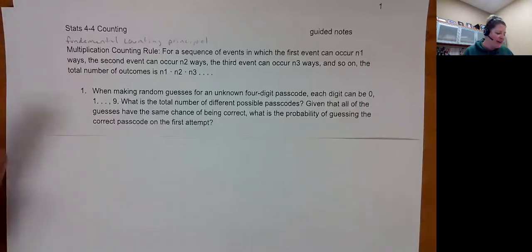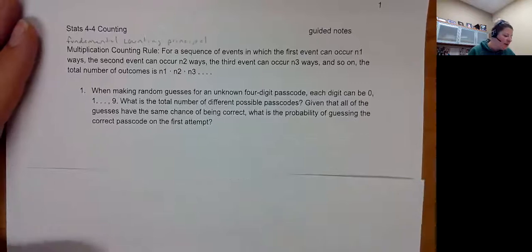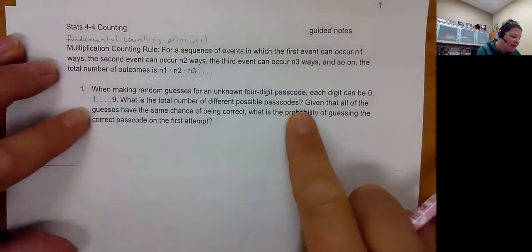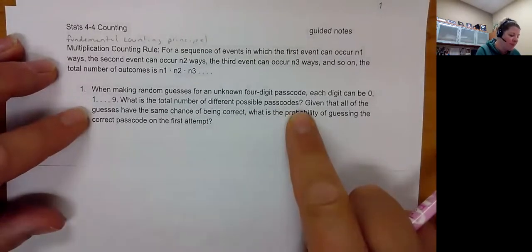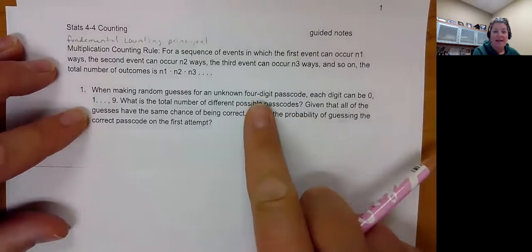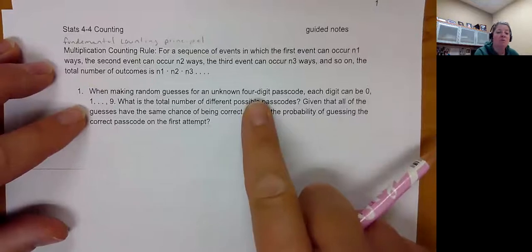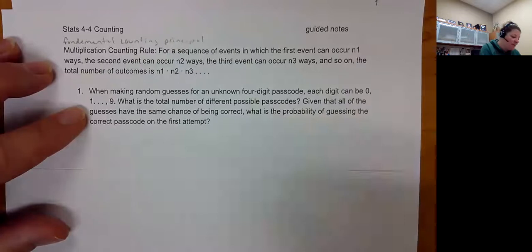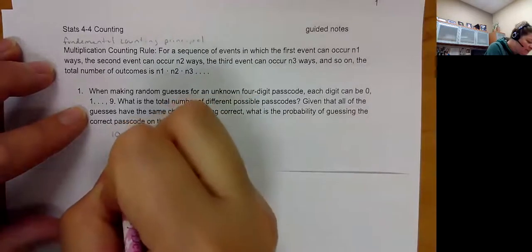When making random guesses for an unknown 4-digit passcode, each digit can be 0 through 9. What is the total number of different possible passcodes? Stop there. Well, how many digits do we want? 4 digits. How many ways can we do digit number 1? 10, right? 0 through 9, 10. So digit number 1 is 10 ways, okay?